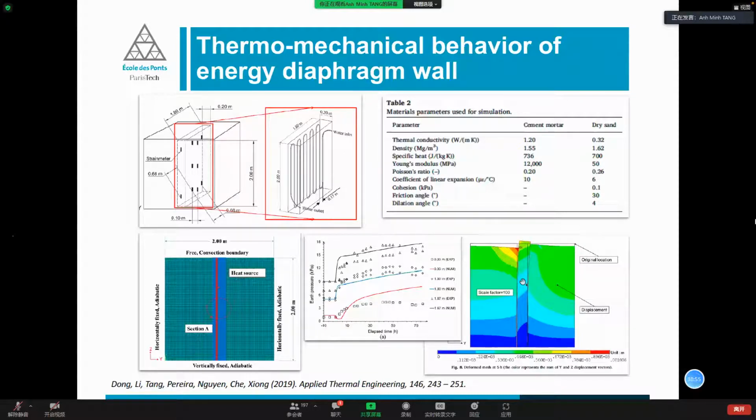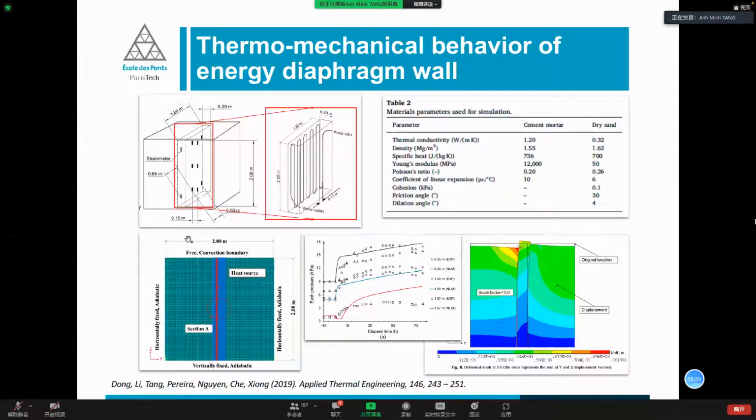That's why you can see that the deformation of the wall has this shape here, because it was heated on one side. So again, we try to use a simple numerical method, using only thermal dilation, thermal expansion of the wall and of the dry sand here, to predict the behavior. And we see that the numerical result corresponds well with the experimental result in this test, at this scale, at 1 meter, a small scale diaphragm wall.